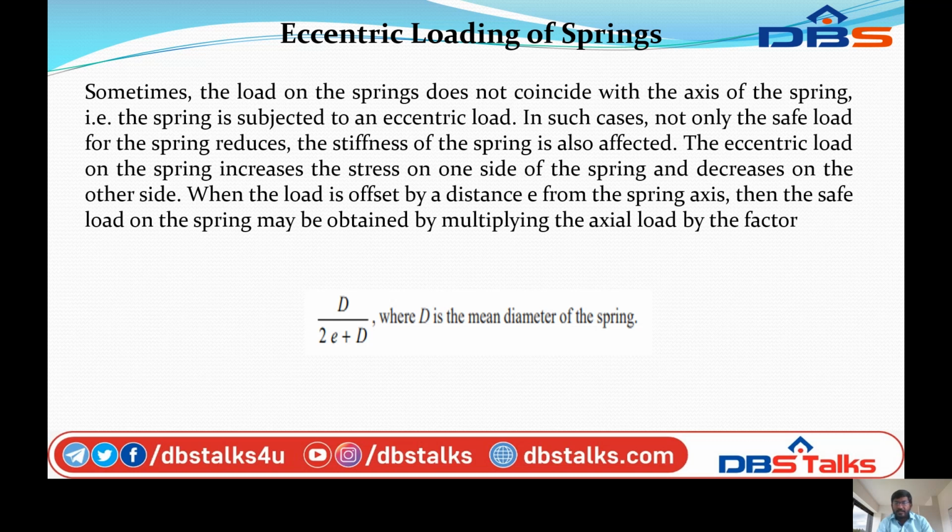With the load offset from the spring axis, the safe load of the spring is the axial load multiplied by a factor. That factor is capital D by 2E plus D, where D is the mean diameter of the spring. So this is the calculation for the eccentric load of the spring formula. The factor is equal to capital D by 2E plus D.